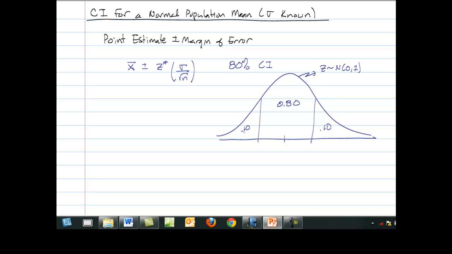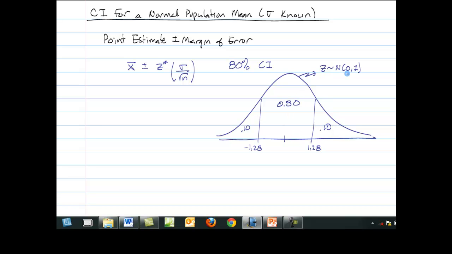Now let's go ahead and start by looking on the left-hand side, or the negative side, of your normal tables. On the inside, the closest you can get to 0.10, let's see here, is a negative 1.28, and that value is 0.1003. So we'll go with the closest value. So that's a negative 1.28. So negative 1.28, and because of symmetry, I know this value up here is positive 1.28.